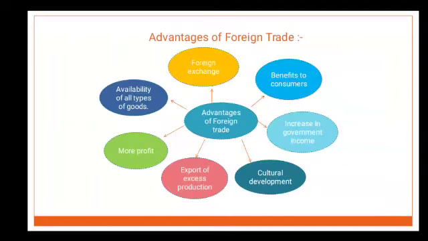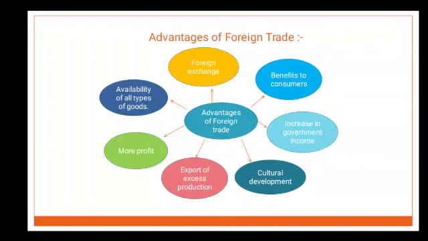Next point, advantages of foreign trade. There are 7 advantages of foreign trade. First, foreign exchange. Second, benefits to consumers. Third, increase in government income. Fourth, cultural development. Fifth, export of excess production. 6, more profit. And 7, availability of all types of goods. We will discuss them one by one.